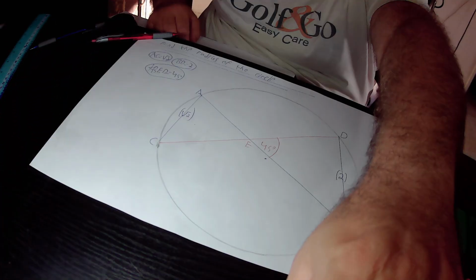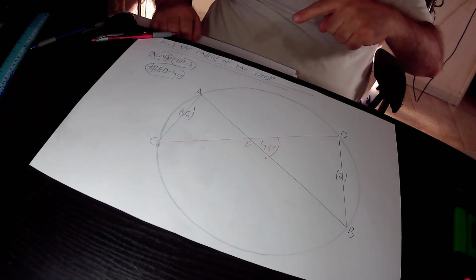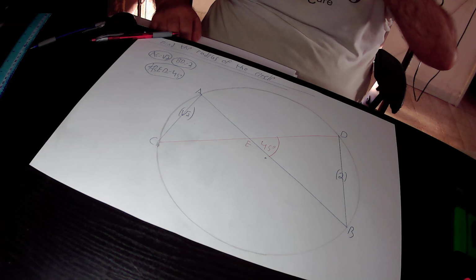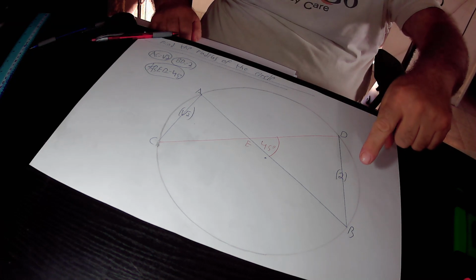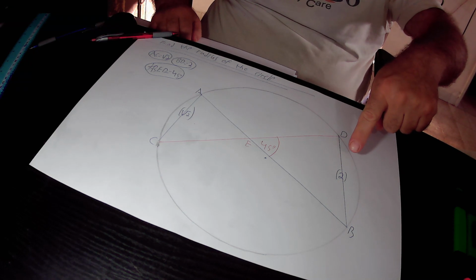Hello, in this lecture we'll find out the radius of a circle. In the drawing we have a circle. Inside the circle we have chord DB. The length of chord DB is 2 units.